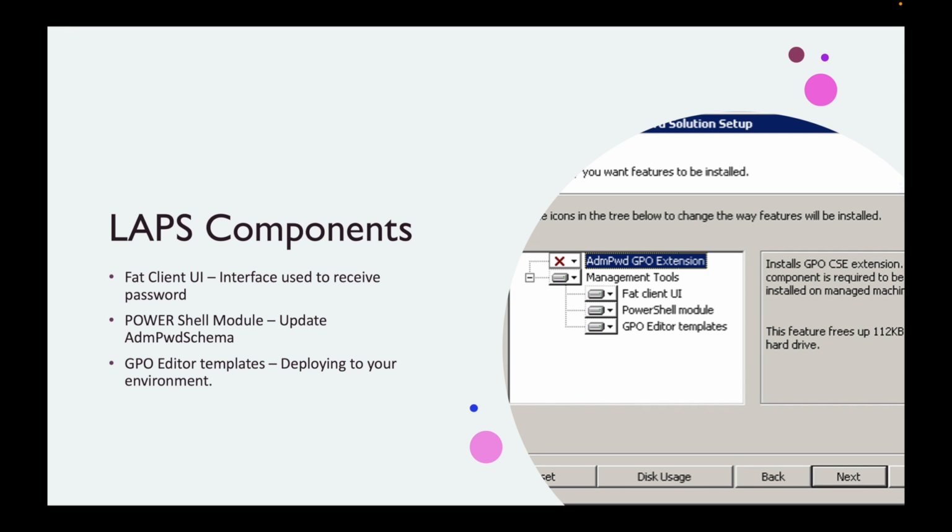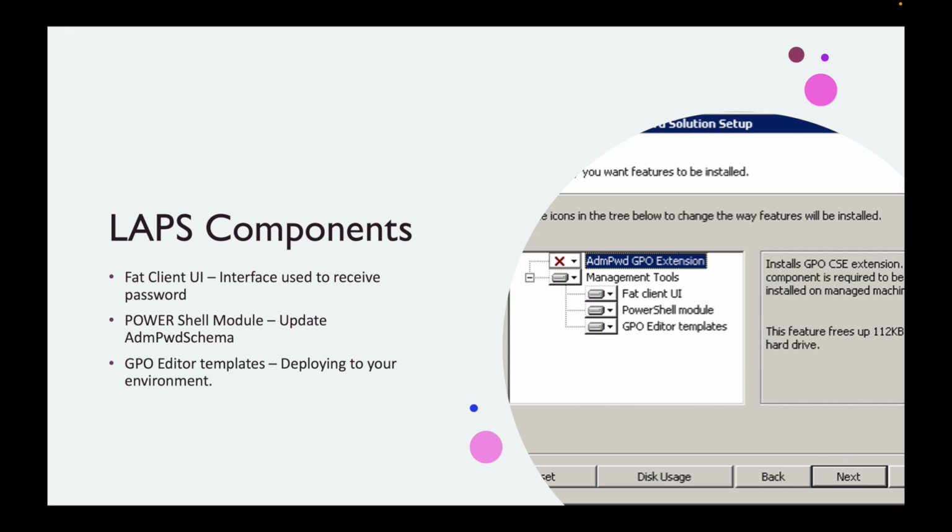And then you also have the PowerShell module. This is what you're going to use to install LAPS. You're going to have to update the admin password schema, but you also have a bunch of other commands you're going to have to put in place where you can say which OU you want LAPS to work on. So you would say, okay, let's configure its scope to the virtual machines OU or your desktop OU or whatever you have within your environment. So that's exactly what you have for the PowerShell module, and there's a bunch of different commands that you're going to be running there. Then there's the GPO editor templates.